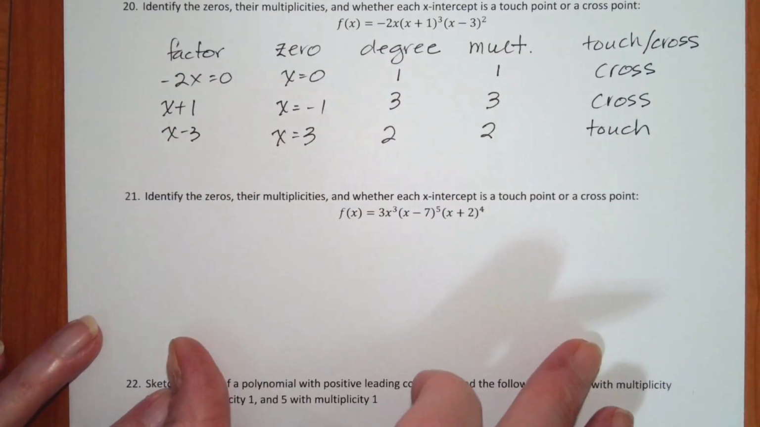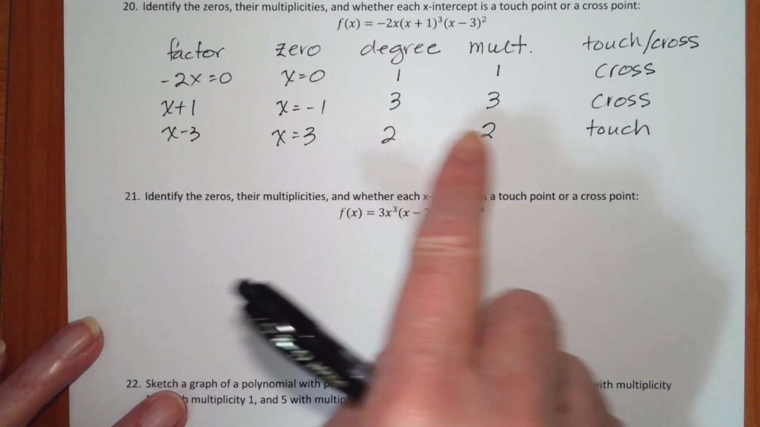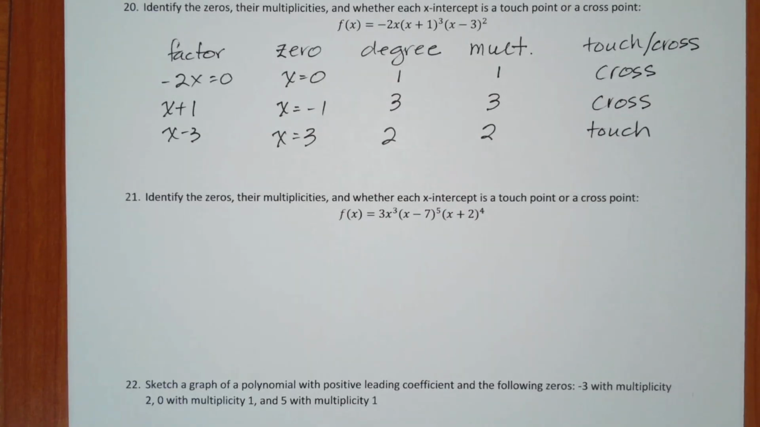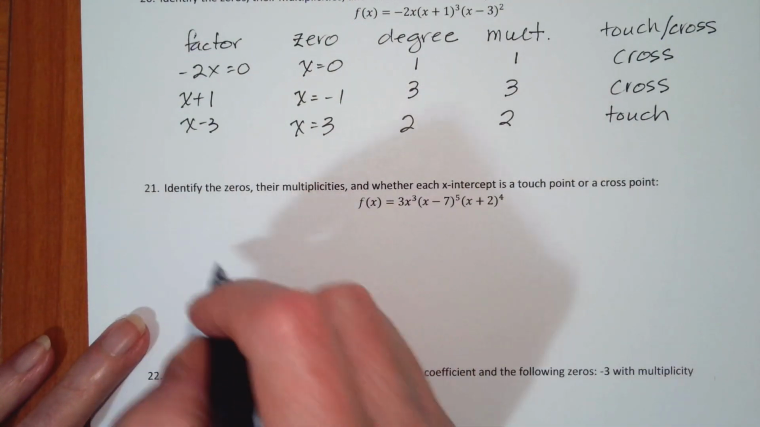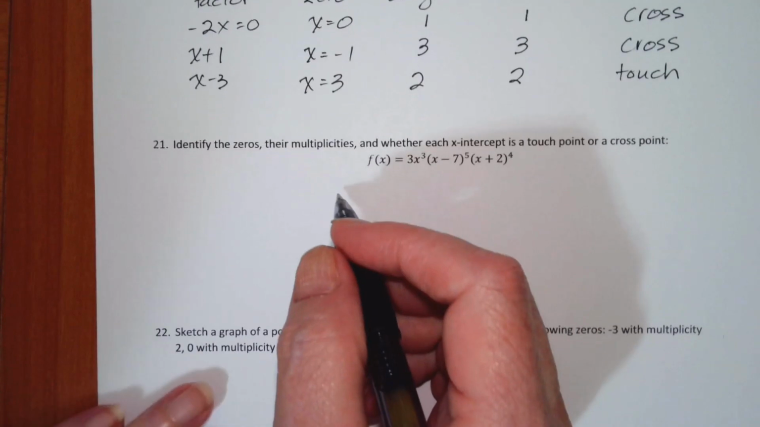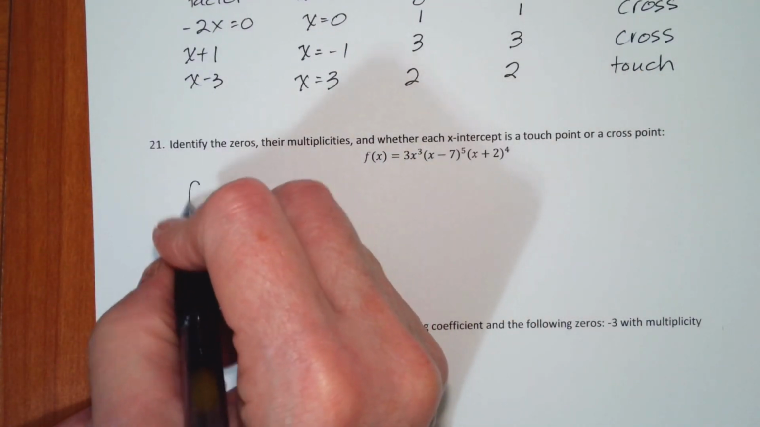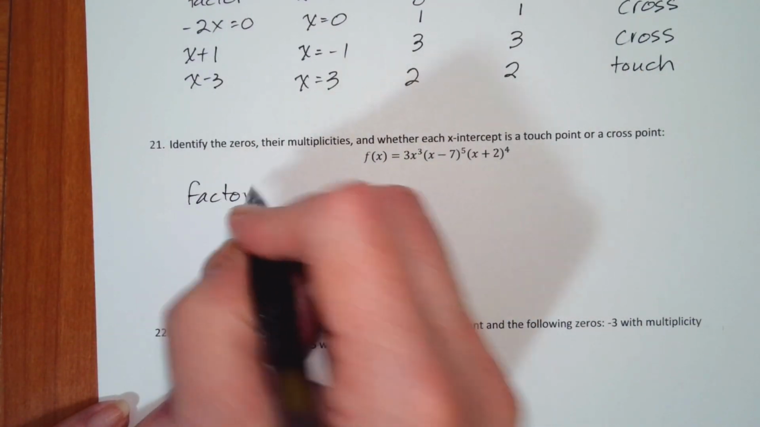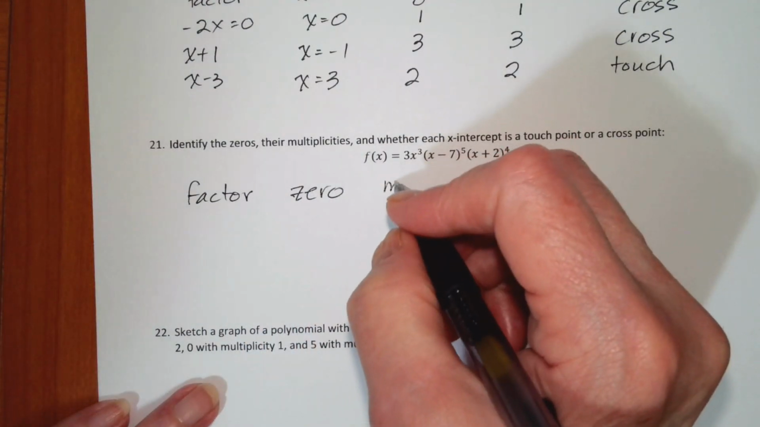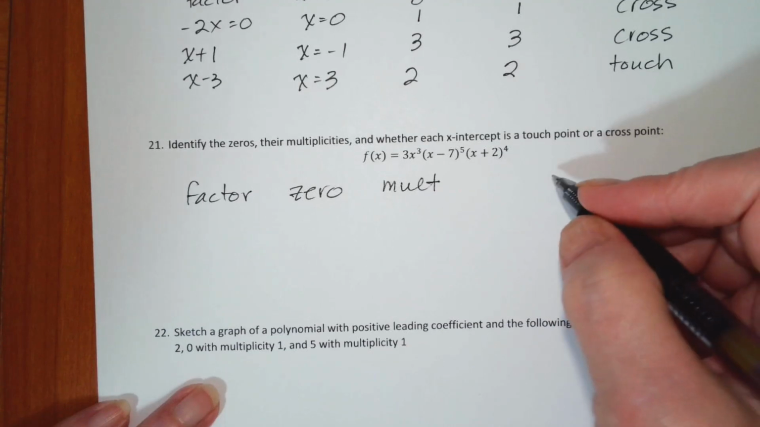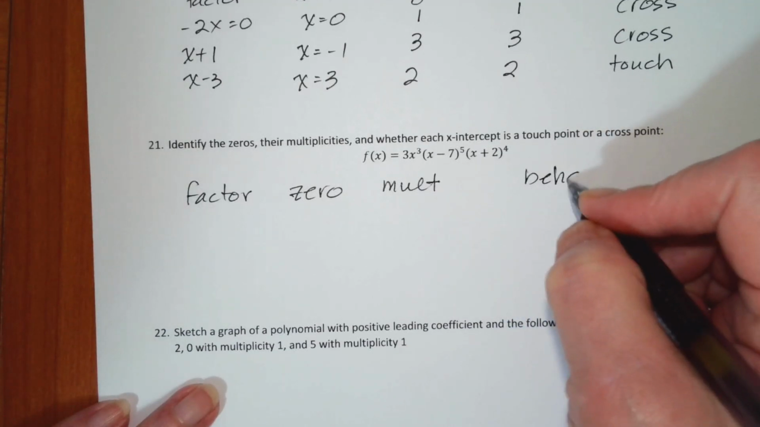Okay, now I'm going to put a little less information on this because the degree and the multiplicity are the same thing. So if I ask for the multiplicity, you find that by finding the degree. All right, so the factor, the zero, the multiplicity, and the behavior.